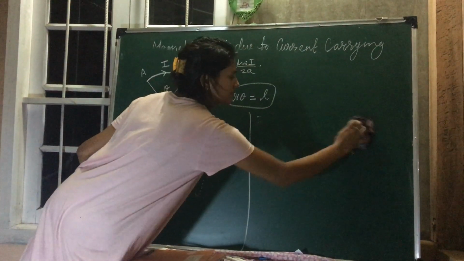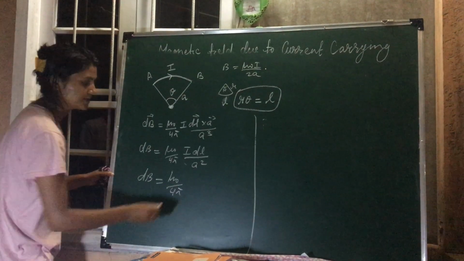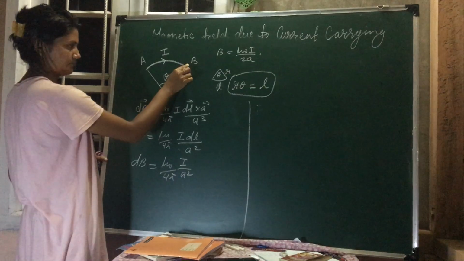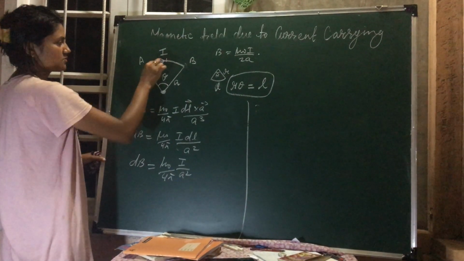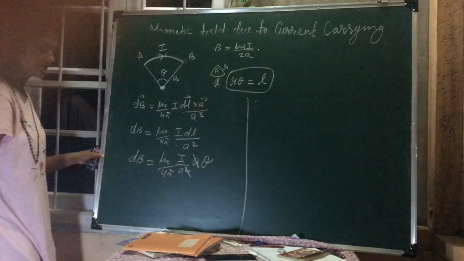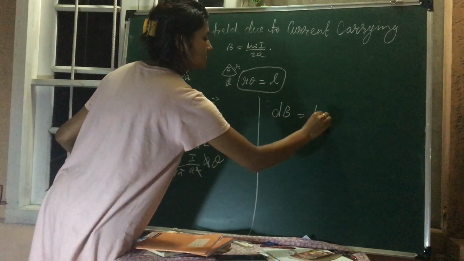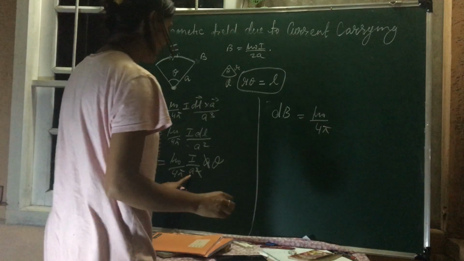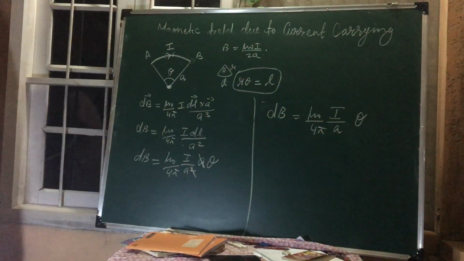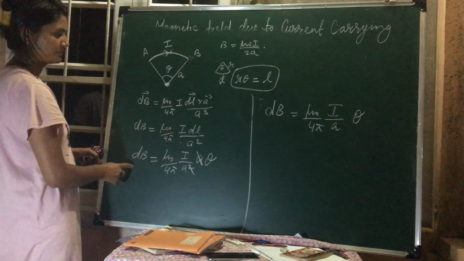There is a simple method for this also. dB is equal to mu 0 by 4 pi, I by A square, and in place of dl, or any elemental section I have chosen, for the full arc I can write A theta. A square and A, this A cancels out. So the magnetic field due to this length is mu 0 by 4 pi, I by A, theta. This is the expression due to the full length.